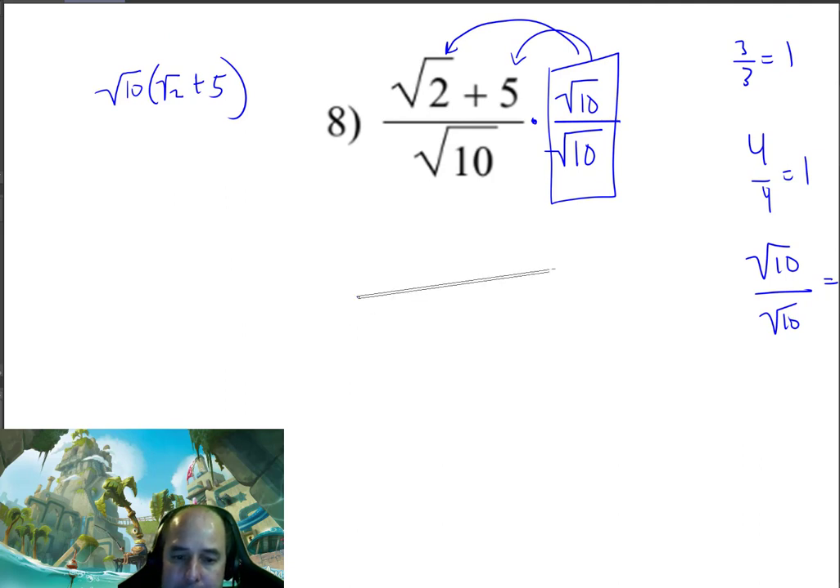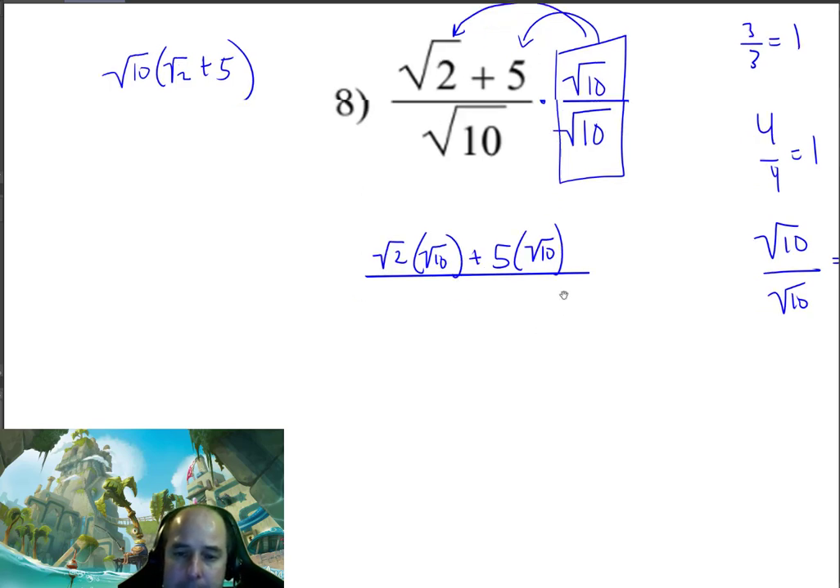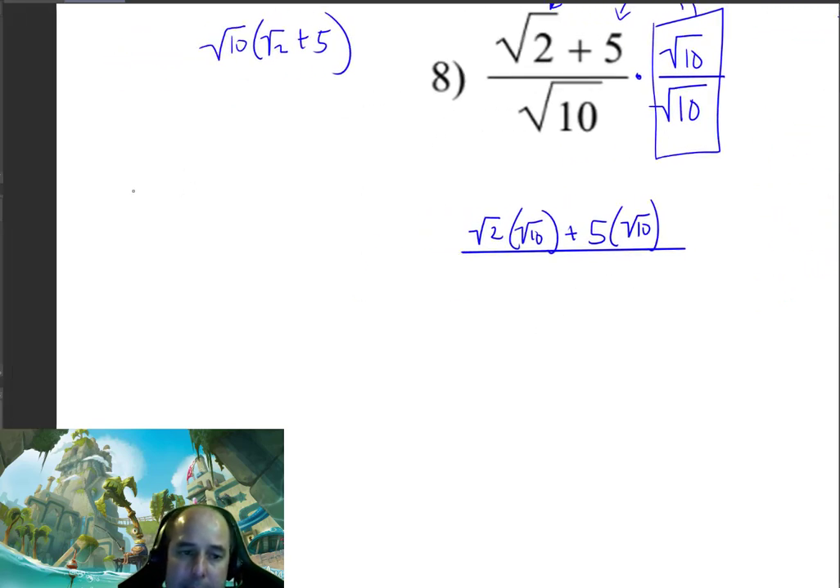I'll start with the top. So on top now I have the square root of 2 times the square root of 10, plus 5 times the square root of 10. So once again, I have distributed that square root of 10 to both of the terms on top. And on the bottom, square root of 10 times the square root of 10.